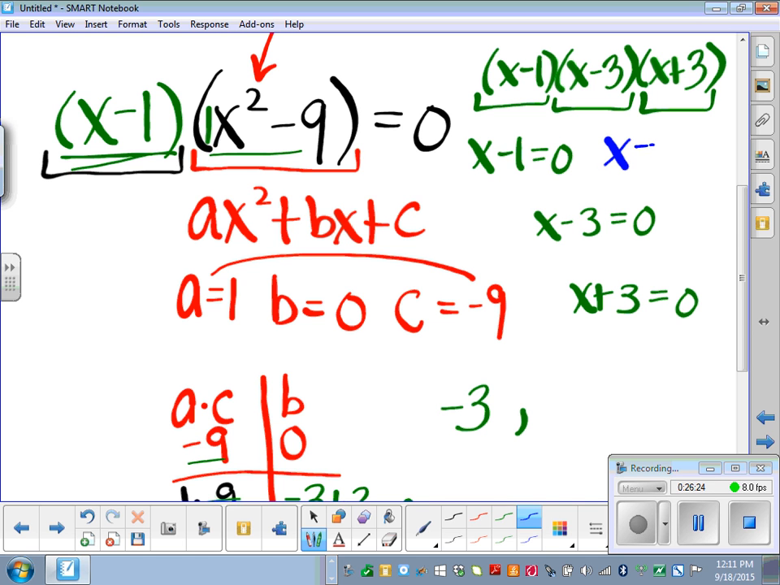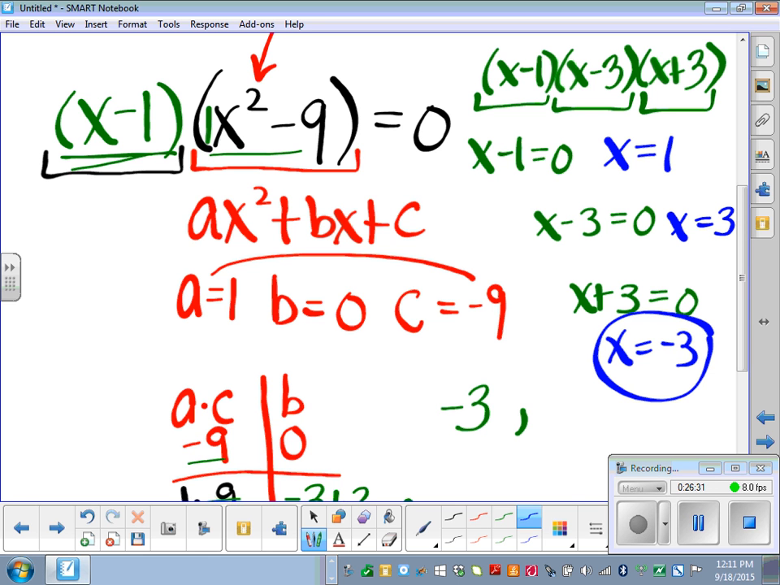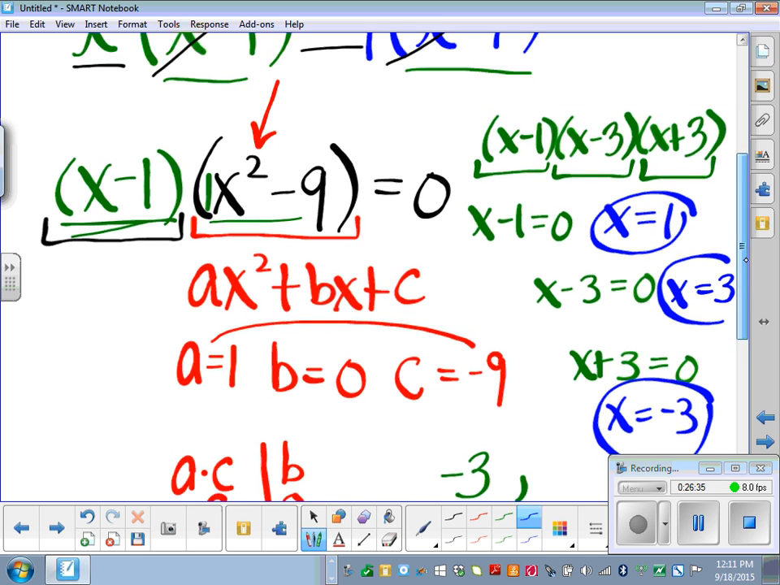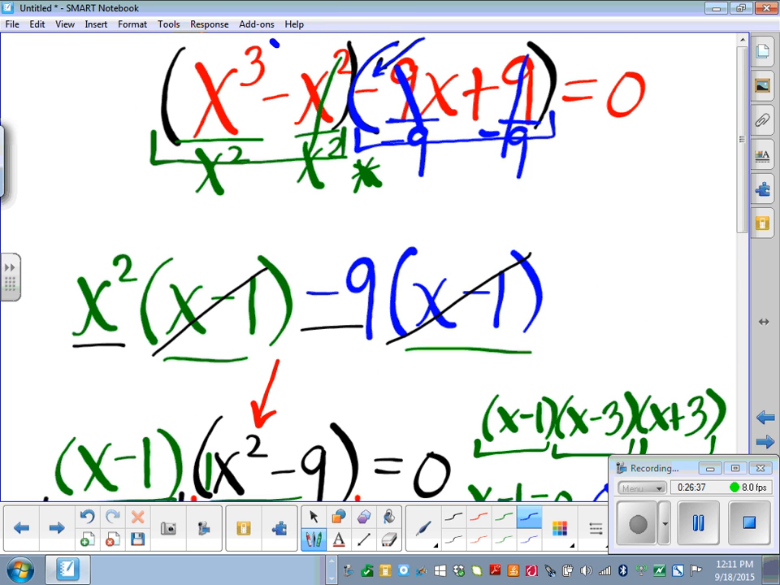So we'll get x is equal to positive 1. We get x is equal to positive 3. And we get x is equal to negative 3. We have 3 solutions to this equation, and it will make sense. It will make sense because in the beginning it was a cubic equation, so we better have 3 answers.